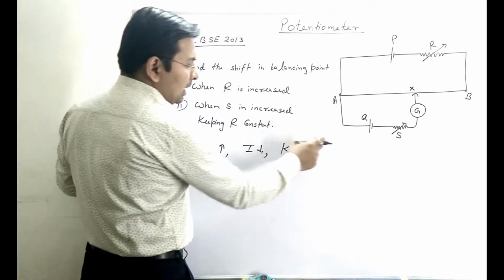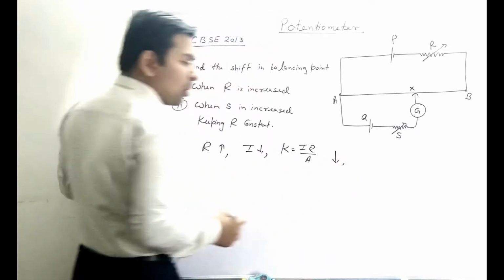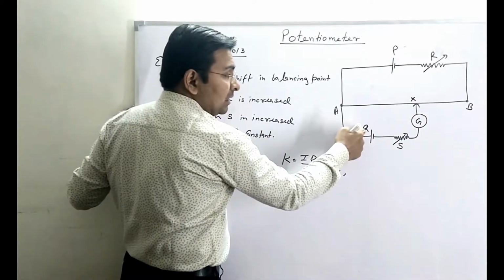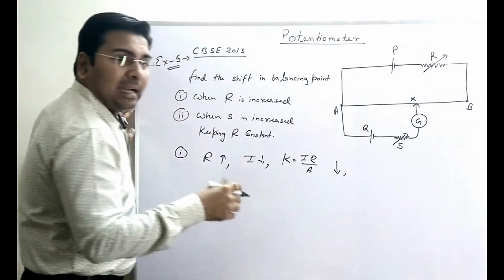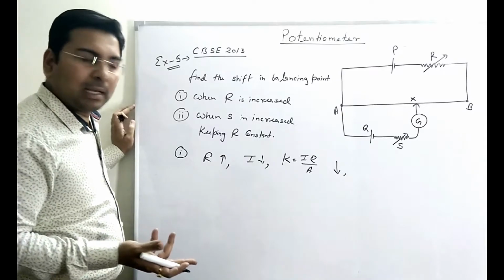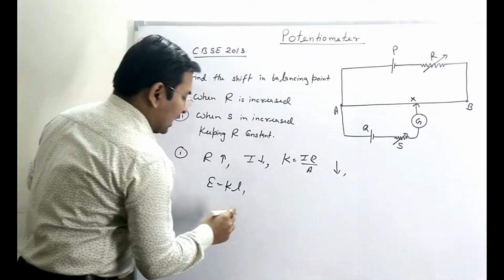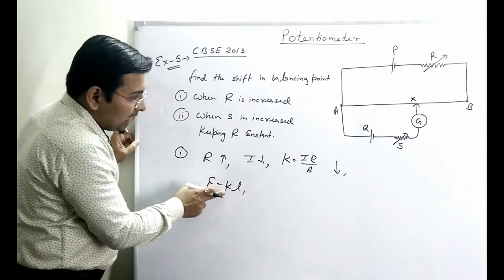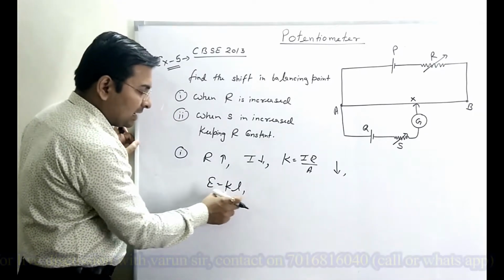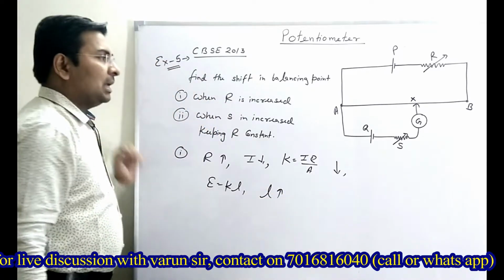K is given by I rho upon A. So if the current I decreases, then the value of K also decreases. And if K decreases, then the null point length changes, because the EMF of the cell remains constant. We know it very well, EMF of any cell always remains constant. So from E equals KL, E is constant. If K decreases, then obviously L increases, because the product of K and L will remain constant. So ultimately the null point length increases.